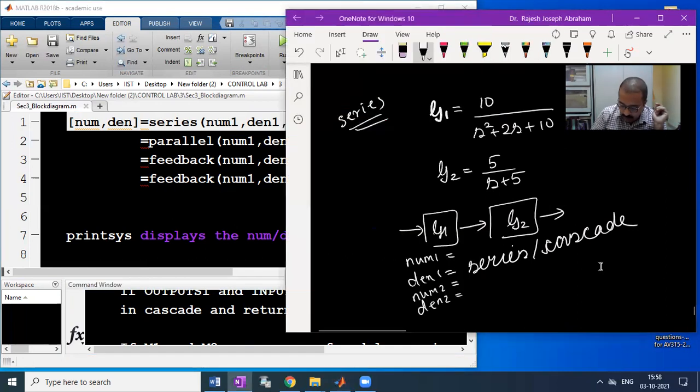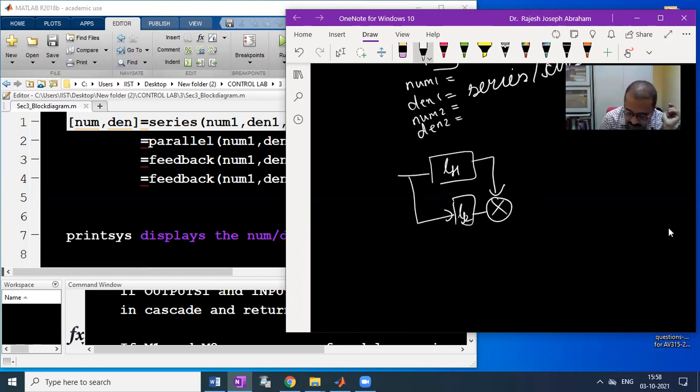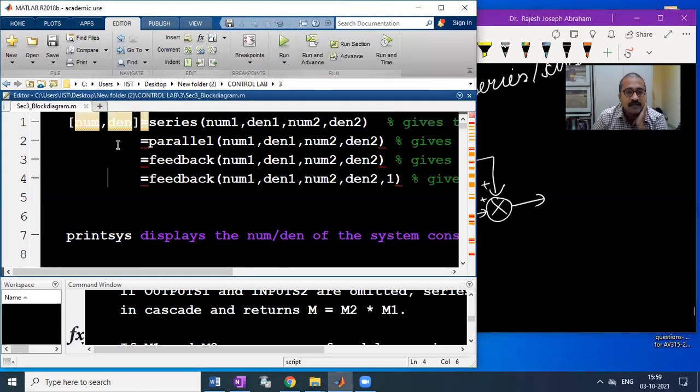Then there is a command called parallel. What do you mean by parallel? Two blocks are in parallel when they start from the same pick-off point and end at the same summing point, like this, with plus plus signs. In MATLAB, there is a command called parallel. Again, the output remains the same: within square brackets, num comma den equals parallel of num1 den1 num2 den2.